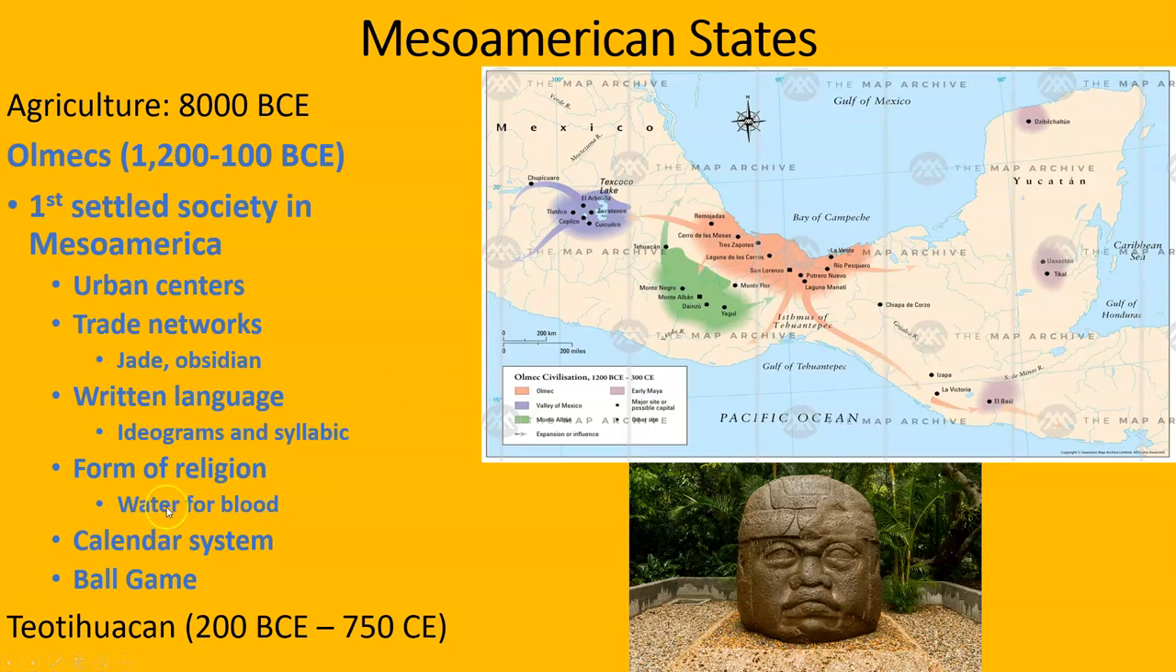One is the idea that humans were created by the gods, and the gods gave humans water and food and all that. And in exchange, humans feed the gods with blood. So this idea of human sacrifice was very much embedded into this religious system. All of these societies had a very distinctive calendar system. We'll look at the Mayans more specifically. And all these societies had this really interesting ball game.